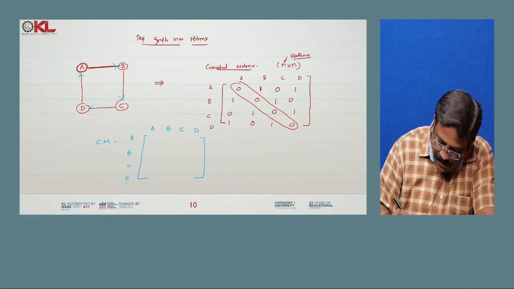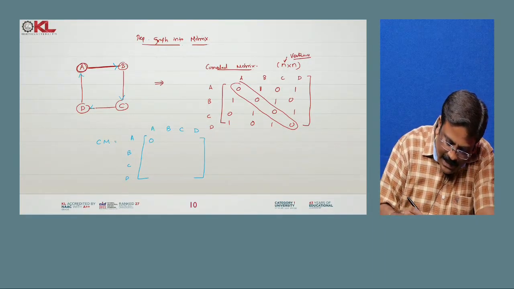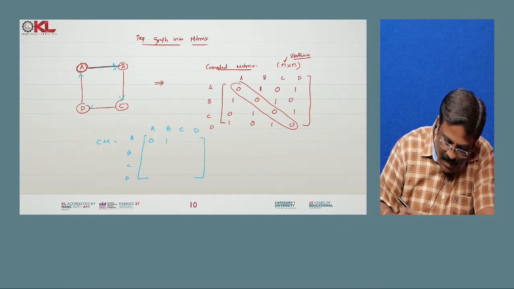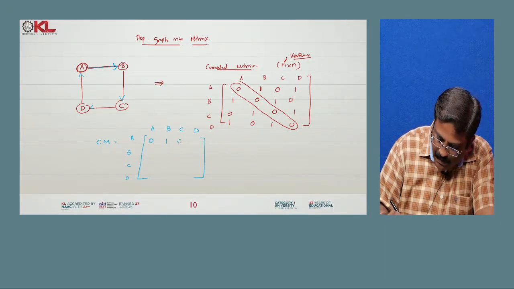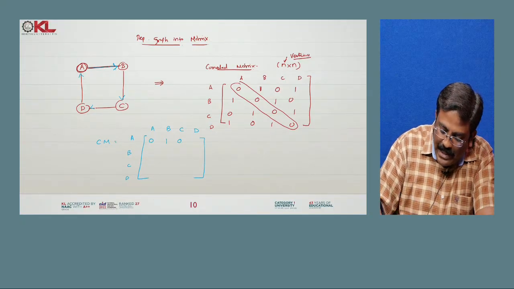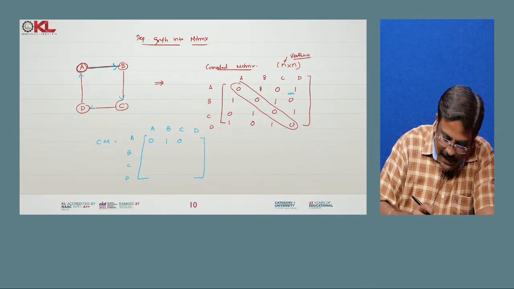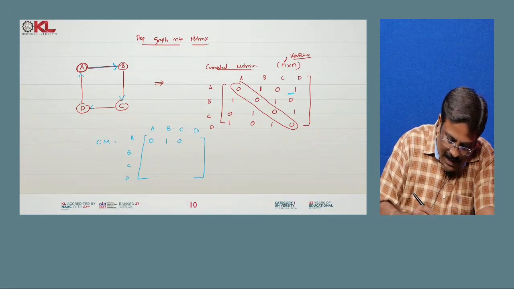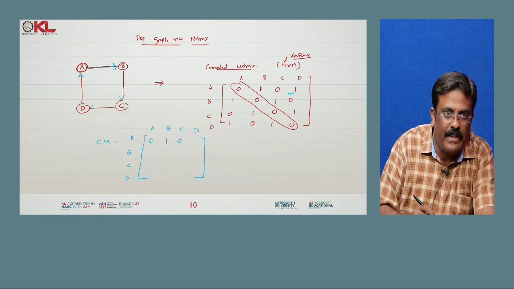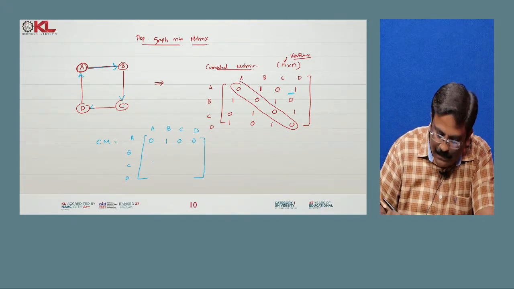So A to A there is no connectivity. A to B, yes, there is an edge because the direction is going like this, so we can say 1. And what about A to C? There is no direct edge available, 0. And what about A to D? Previously for A to D we wrote 1, but now we can't write 1. Why? Because now there is no arrow from A to D, only D to A is available, so it becomes 0.